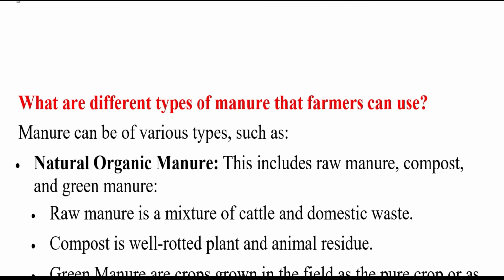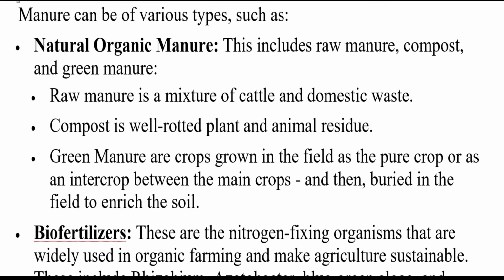What are the different types of manure that farmers can use? The manure can be of various types, such as natural organic manure. This includes raw manure, compost, and green manure. First of all, we are going to talk about raw manure. Raw manure is a mixture of cattle and domestic waste.